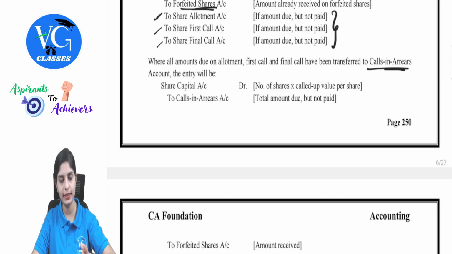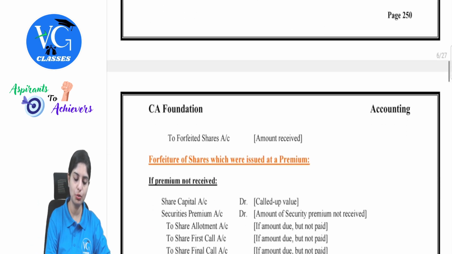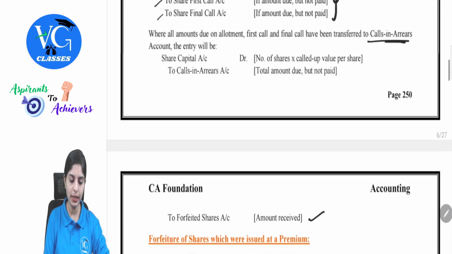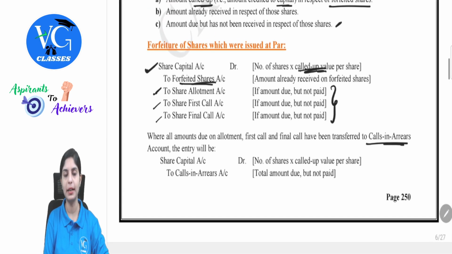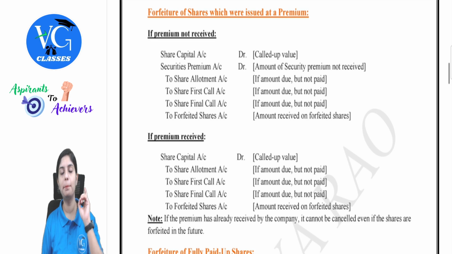Here it is not at all received. So we will credit to calls in arrears, representing there is no point of still showing it as receivable. So we would have received some excess money that will be transferred to share forfeiture account or forfeited shares account. This is a normal entry when the shares are issued at par. Next, forfeiture of shares which were issued at a premium.